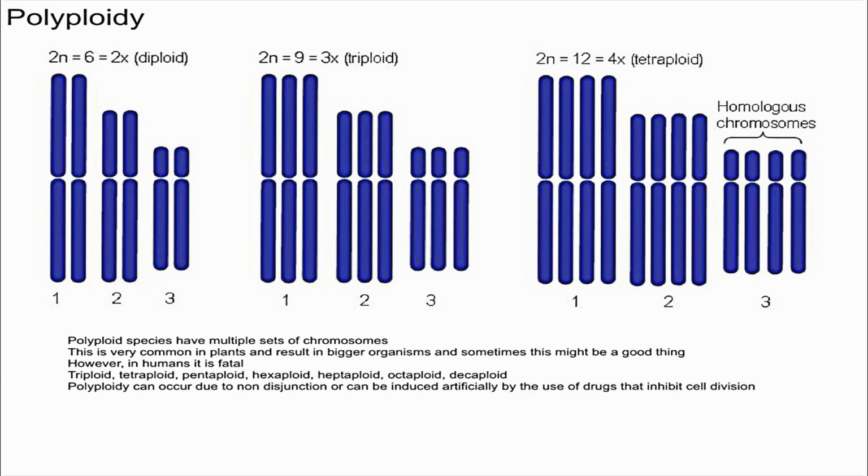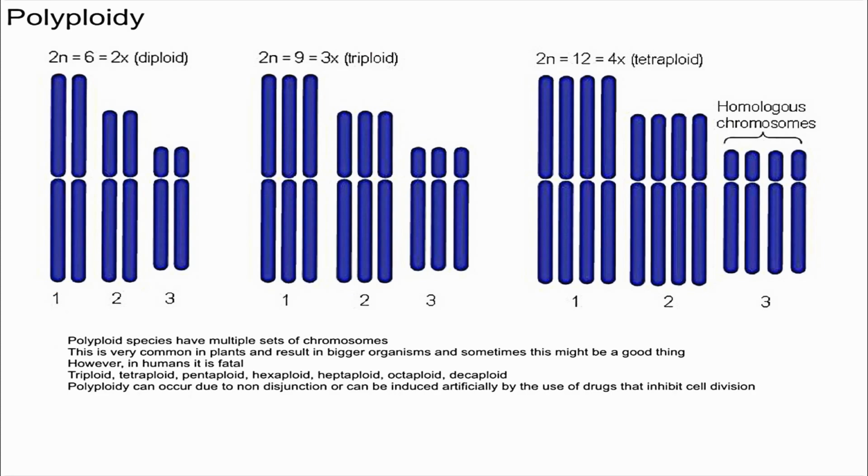And polyploid species have multiple sets of chromosomes, so they have a lot more chromosomes than normal. For example, this organism right here is a polyploid organism, and it has 3 copies of each chromosome. See, it has 3 copies of chromosome 1, 3 copies of chromosome 2, and 3 copies of chromosome 3. So this organism is technically a polyploid organism because it has multiple sets of chromosomes. This is a triploid. And then here you have a tetraploid, so it has 4 copies of each chromosome.